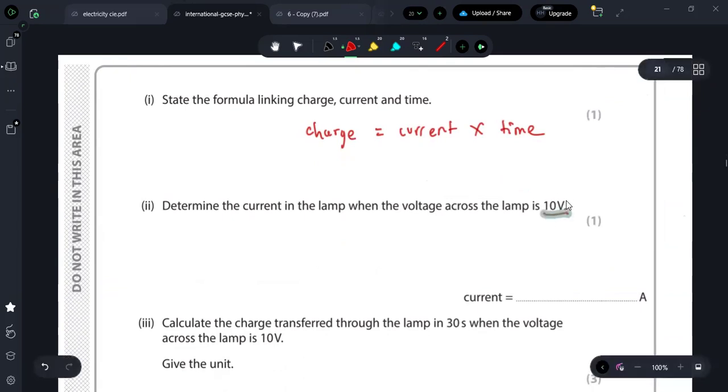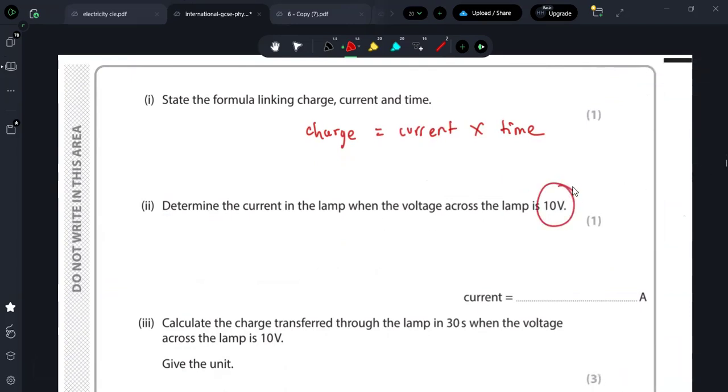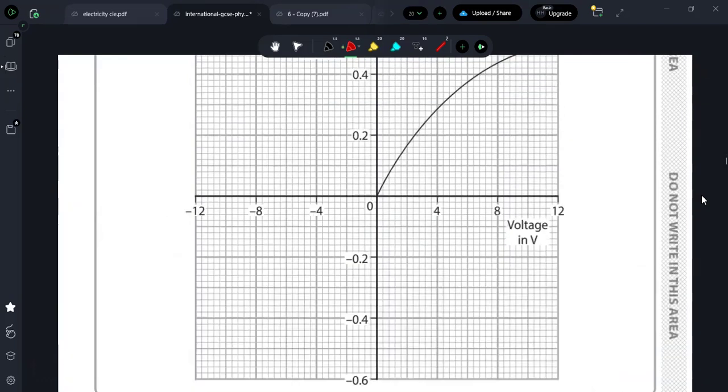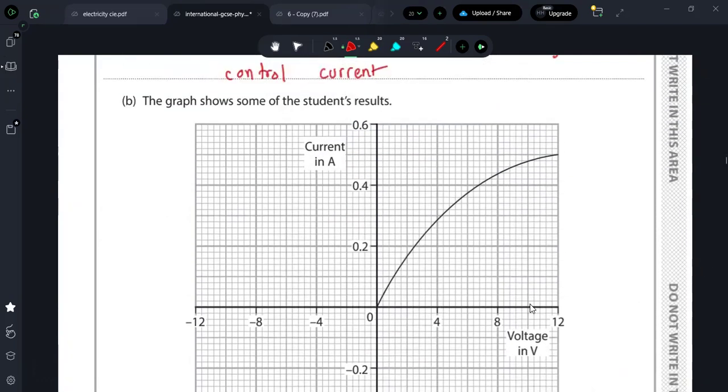Next, determine the current in the lamp when the voltage across the lamp is 10 volts. So you are not supposed to calculate, you are supposed to determine. If you're supposed to determine, you just go to the graph and find what the current was at 10 volts. So let's go to the graph. 10 volt will be here. So this should give me 0.48.